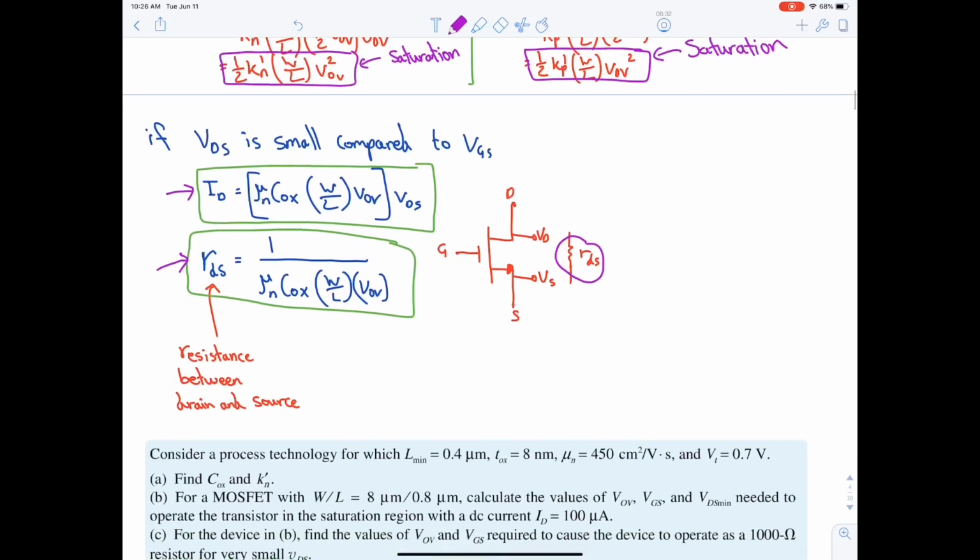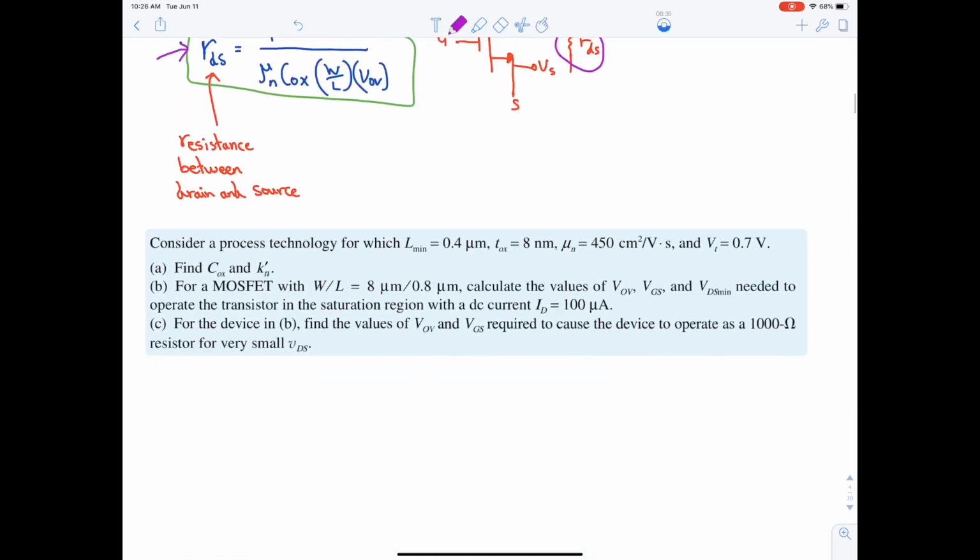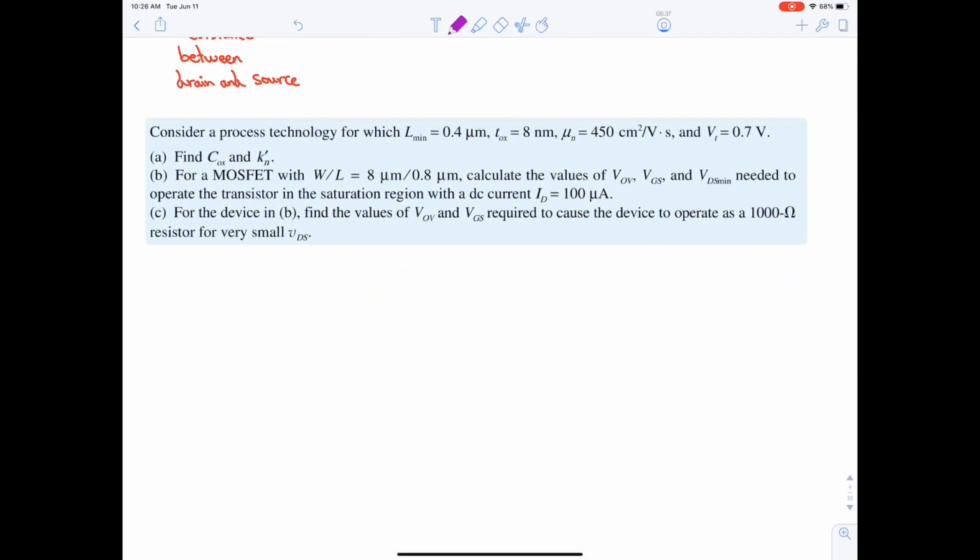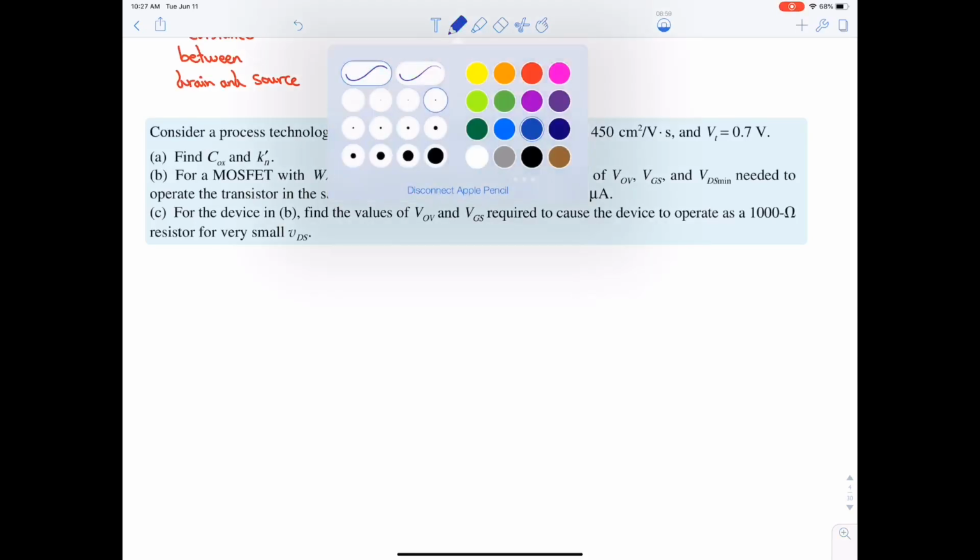Okay? Now, let's start solving some questions. The question says, consider a process technology for which L minimum, the length, is 0.4 micrometer, TOX is 8 nanometer, mu n is 450 centimeter squared divided by V multiplied by S, and VT is 0.7.